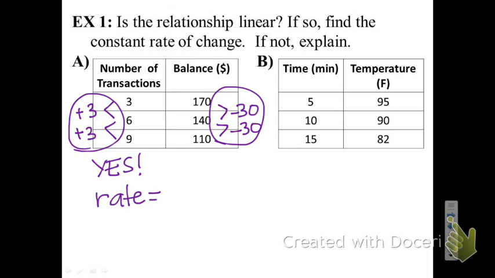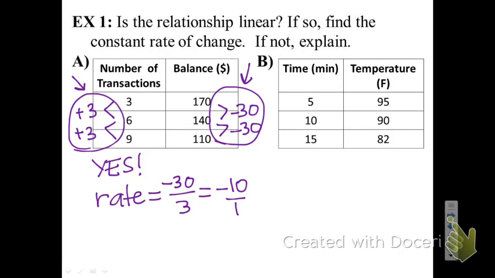And if so, find the rate. The rate is a comparison of values, so we're going to compare this balance of negative 30 to the number of transactions plus 3. We can reduce this rate. We can either write it as negative 10, since 3 divides into negative 30 negative 10 times, or leave it as negative 10 over 1.